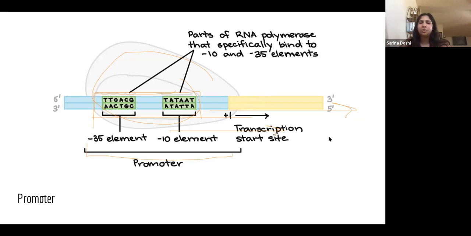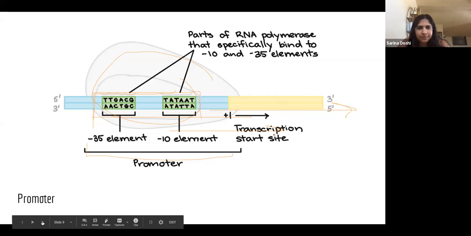Oh, like top or bottom strand. Anybody? Yes, it will be transcribing the bottom strand. And why is that? Because it starts with 3, exactly. Okay.